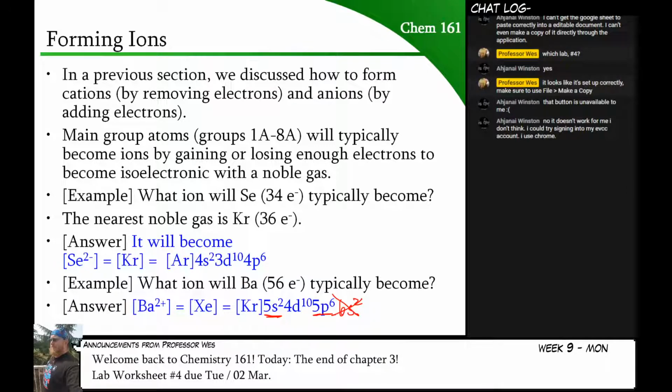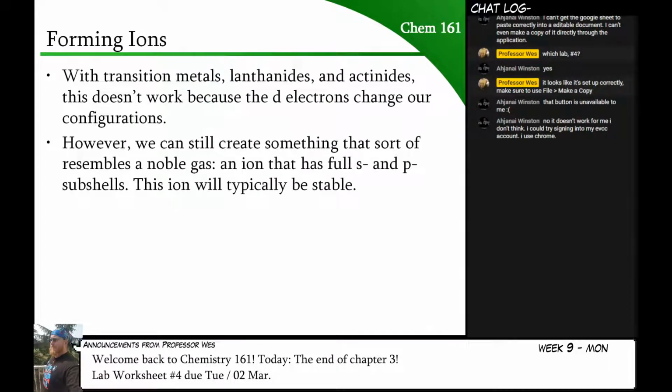Nature's lazy. It wants to take the easiest path. And the easiest path to follow this rule to get a full s and p subshell within a valence layer is just to get rid of those 2 extra. So that's what we're going to do. We're going to try and find out what ions form by making them have full s and p subshells.